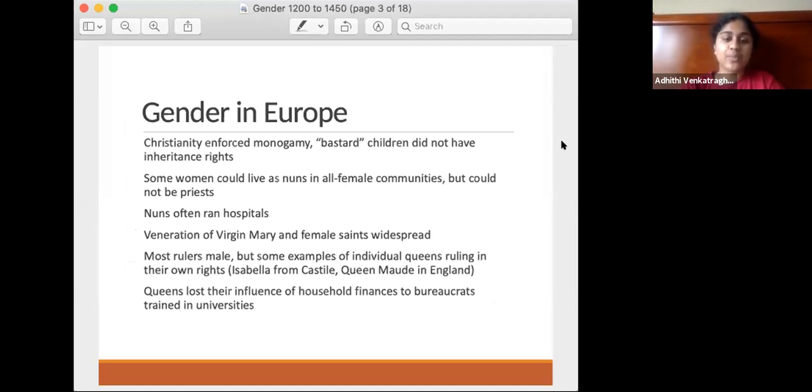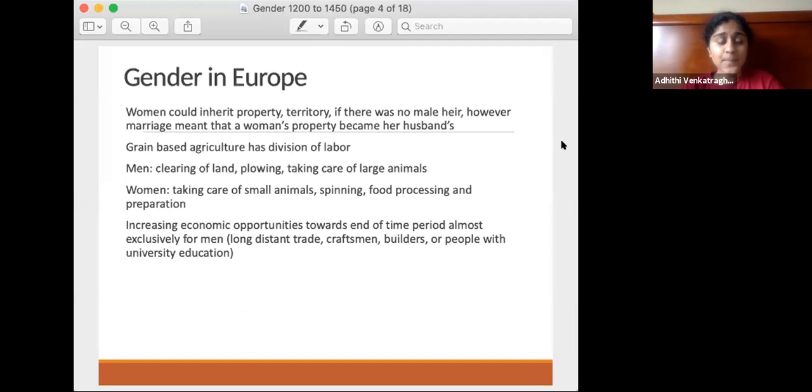Most rulers during the time were male, but some examples of individual queens ruling in their own right were Isabella of Castile and Queen Maud in England. Queens lost their influence over household finances to bureaucrats who were trained in universities. Women could inherit property or territory if there was no male heir.